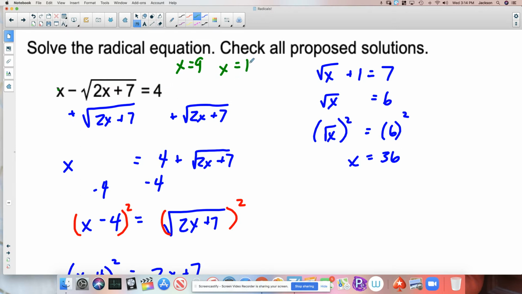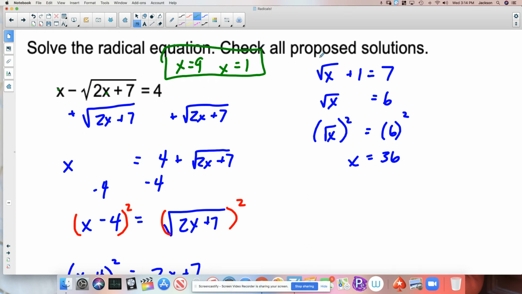Bingo. If I take the number 1 and I put it here, 2 times 1 is 2 plus 7, that's 9. The square root of 9 is 3, right? So I get 1 minus 3. Is 1 minus 3 equal to 4? Okay, no, but sometimes the square roots here can be negative. So the square root of 9 can also be negative 3. So it is possible that 1 and 9 are both solutions to this problem.